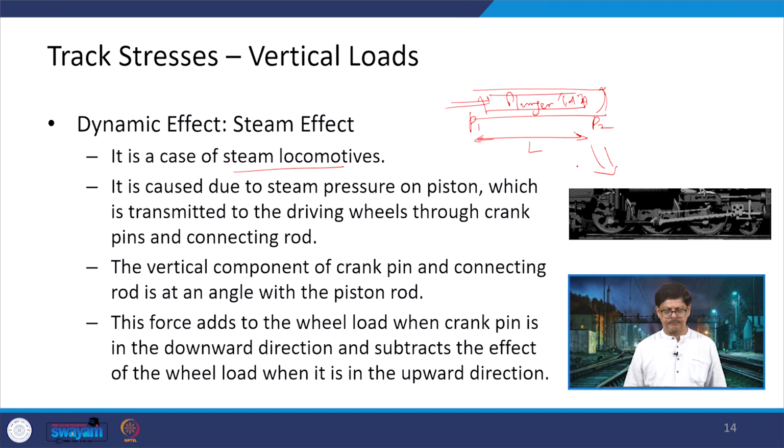video given here. Now, the vertical component of the crank pin and the connecting rod is at an angle with the piston rod, and the force adds to the wheel load when the crank pin is in the downward direction and subtracts from the wheel load when it is in the upward direction. Considering how these crank pins move, as you can see, sometimes going up and then coming down, a positive or negative condition is created, in terms of whether it gets added to or reduced from the initial load, or the static loads, through the wheel system.